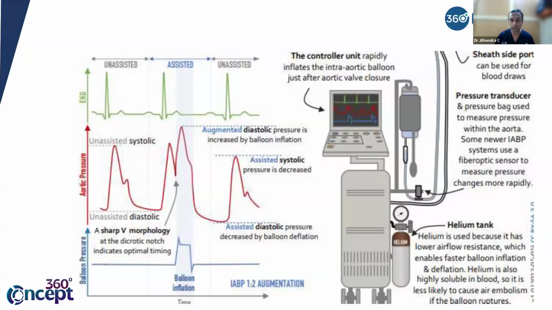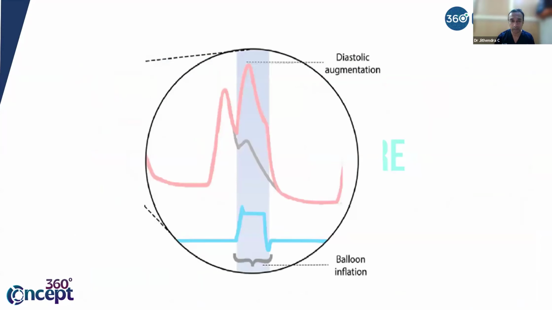Other than that, it is a very absorbable gas. So by chance, if there is a balloon rupture or leak of helium, that will get absorbed. If it doesn't get absorbed, what happens? You'll have air embolism and it will lead to complications. So to avoid that, we use helium. The other gas which can sometimes be asked in your exams is carbon dioxide also. Okay. So these are two gases which can be used in your IABP apparatus.